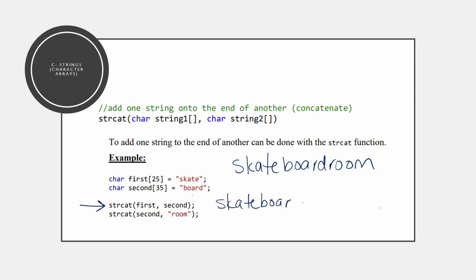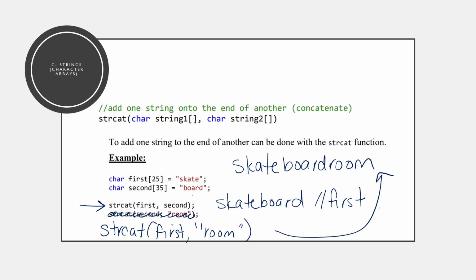So now first is skateboard. Then, don't look at this because this is something different. Then I would string cat onto first the word room, and then first would become skateboard room. There's not a way, because this only takes two arguments, has only 2 parameters, there's not a way to concatenate 3 words together. If I wanted to do it in C++, there is a way.